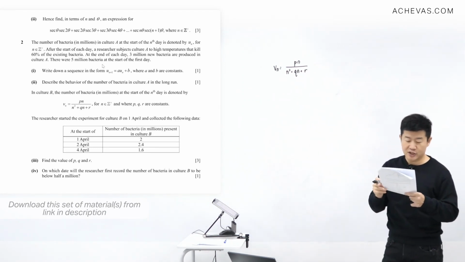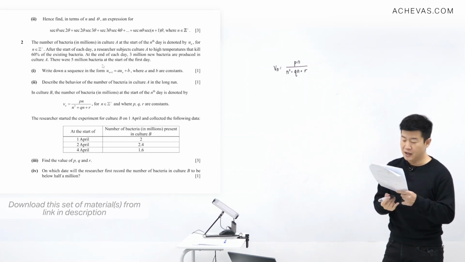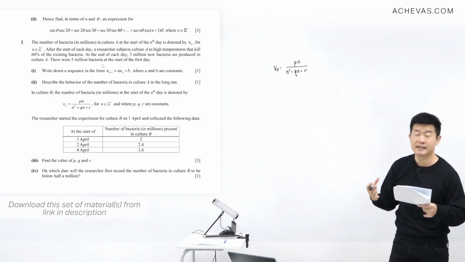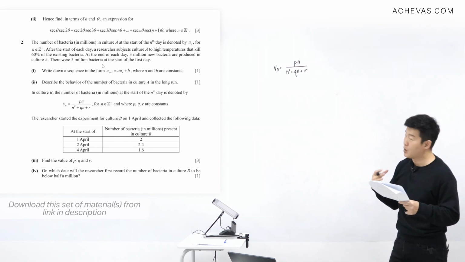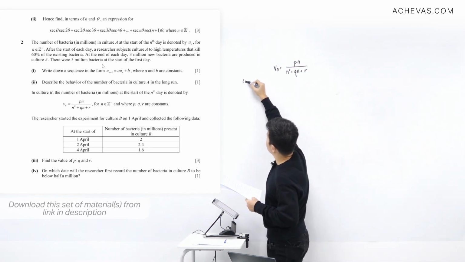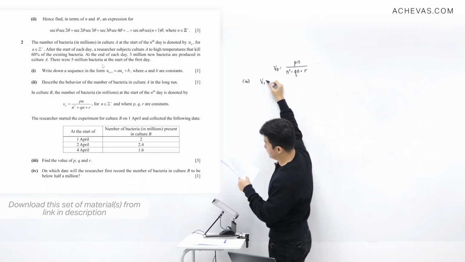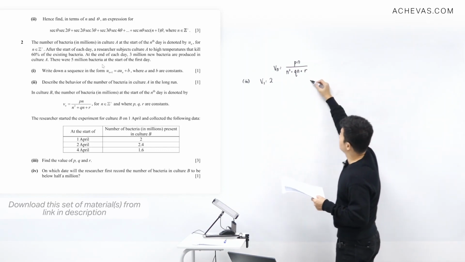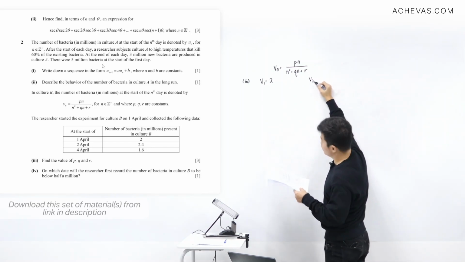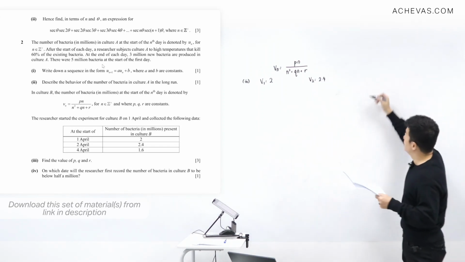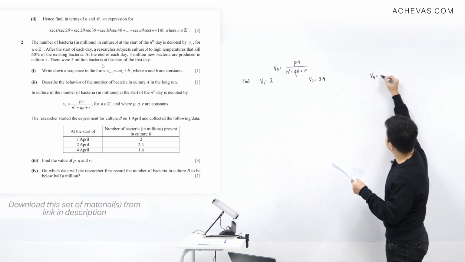And the researchers started the experiment for culture B on the first day, which is the 1st of April, and collected the following data. At the start of 1st of April, which is the first day, that is when n is equal to 1. So for part 3, I have my first piece of information, which is V1 is given to me as 2. On the 2nd of April, that will be V2. My second piece of information will be V2 is equal to 2.4. And on the 4th of April, that is V4, V4 is given to me as 1.6.